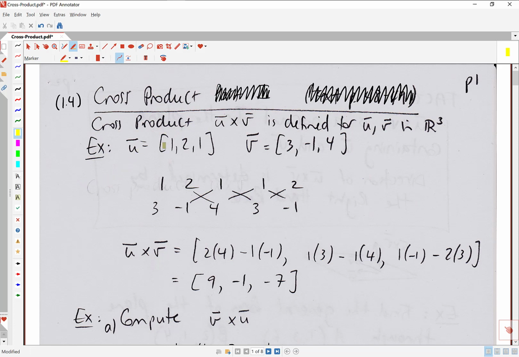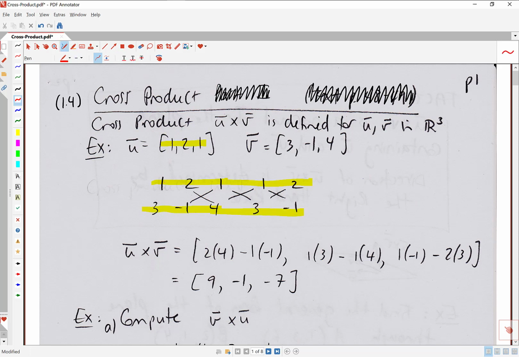Let's say vector u is 1, 2, 1, and let's say vector v is 3, negative 1, 4. The way we're going to calculate the cross product is we're going to write out the components of vector u, and we're going to recopy the first 2 components. So we go 1, 2, 1, and then we recopy the 1, 2. Underneath that, we're going to do the same thing for v. So here's us writing out the components of v, and then just recopy the first 2 components.